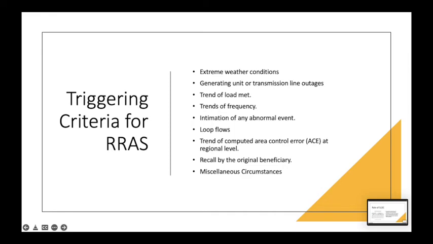Other than that, if there are anticipated system conditions which are required for stability of the grid, then also RRAS will come into picture. So these are all the triggering criteria for RRAS implementation.